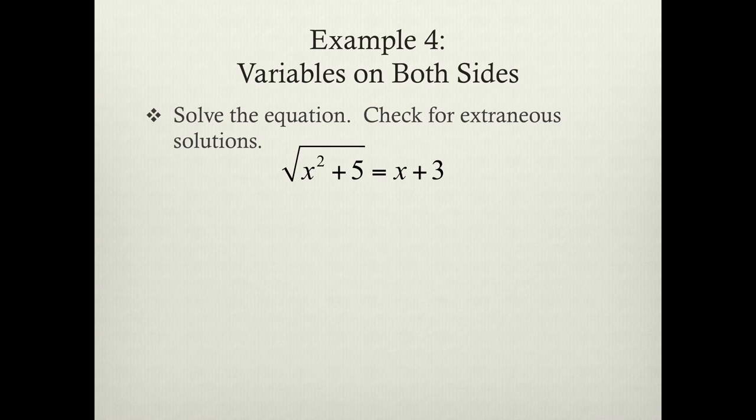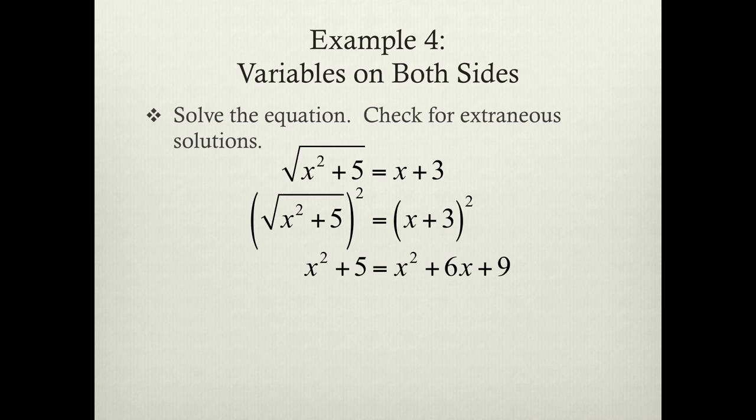How about this one? We have the square root of x squared plus 5 equal to x plus 3. Again, keep in mind that when I get rid of my square root by squaring, I have to square the entire right side of x plus 3. So I end up with x squared plus 5 on the left, and I end up with x squared plus 6x plus 9 on the right.